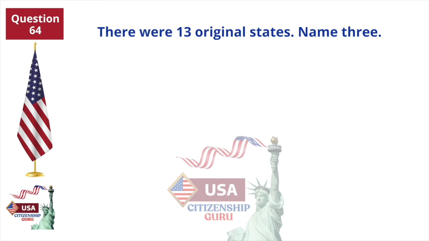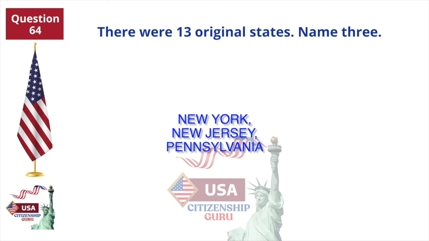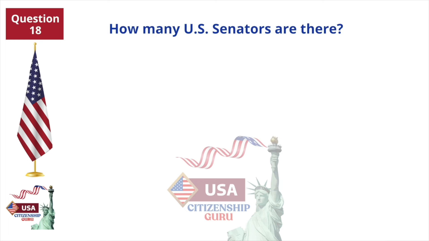There were 13 original states. Name 3. New York, New Jersey, and Pennsylvania. How many U.S. senators are there? 100.